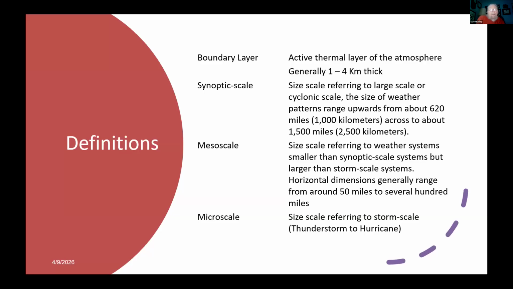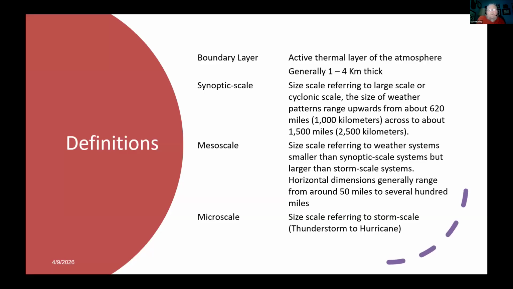Okay. The next one down is the mesoscale. These are referring to weather systems that are smaller than synoptic, but larger than storm scale systems. Okay. Notice that the size boundaries are kind of fuzzy. Anyway, in the mesoscale, it's generally from somewhere around 50 miles to several hundred miles.